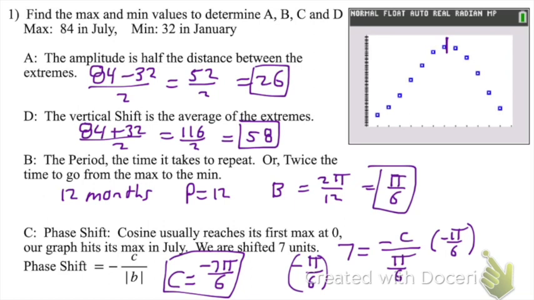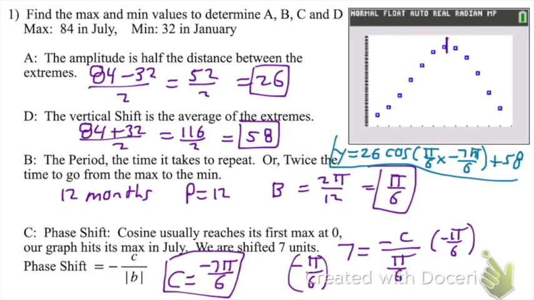Now I just have to find a place to write it. See if I can squeeze this in. All right. So our equation is y equals our A, 26. We're doing cosine. Our B is pi 6 times x. Our phase shift is negative 7 pi over 6. And our D is 58.